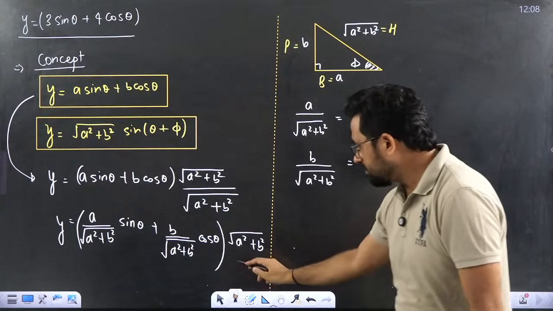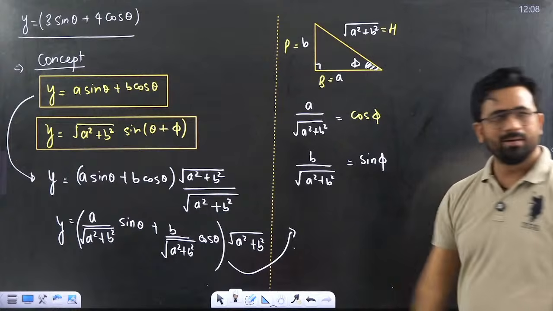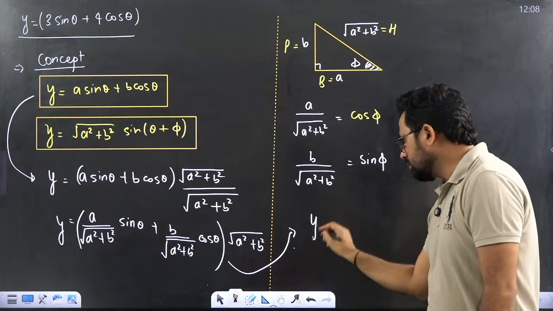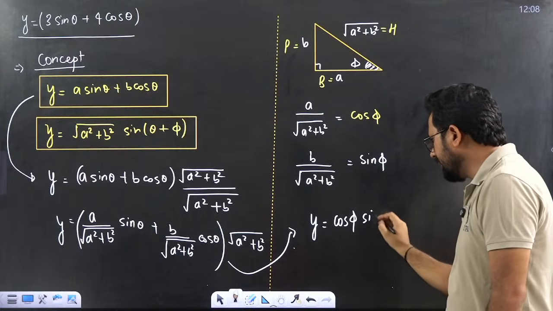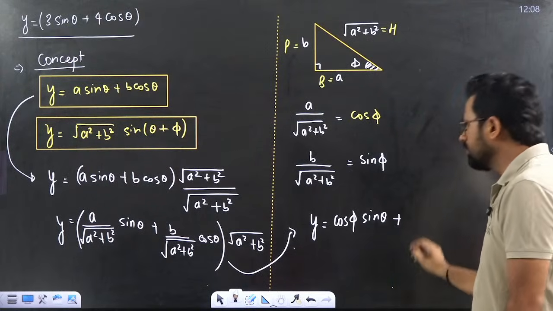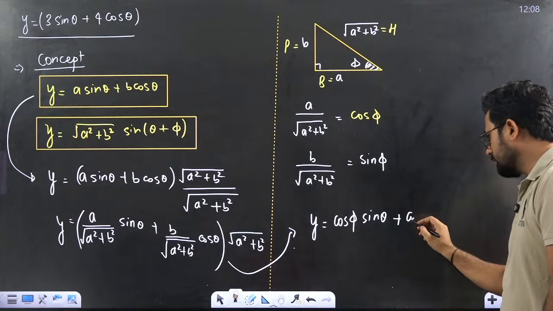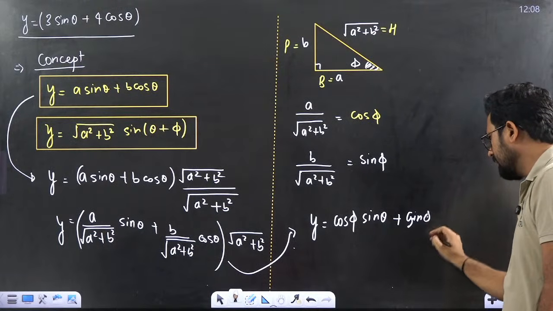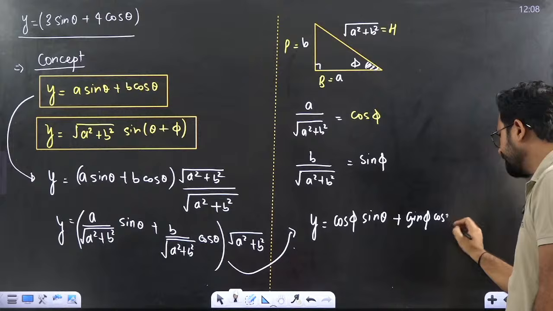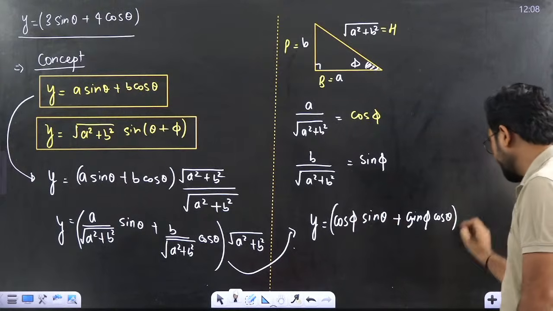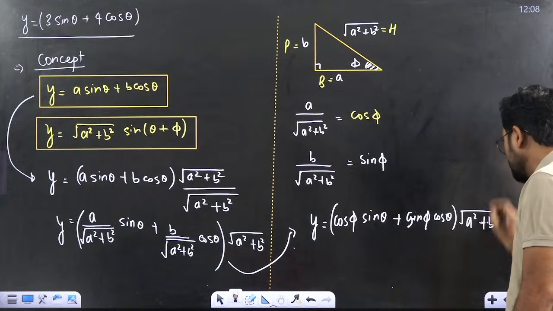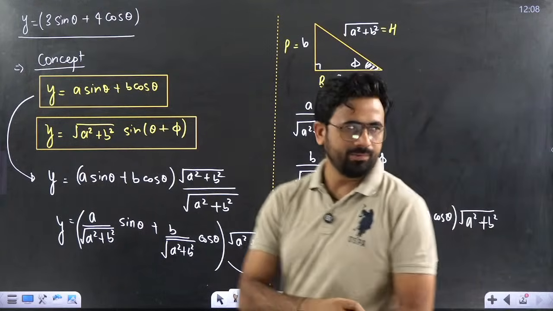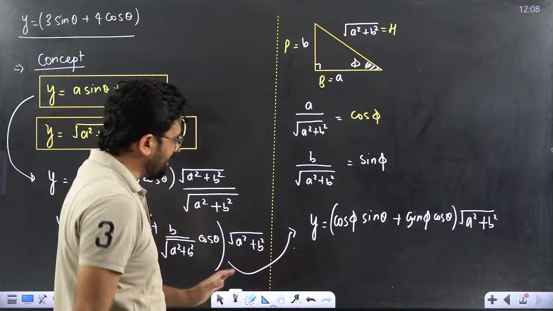That means from this expression, in the very next line I can write that y equal to cos phi into sin theta plus sin phi into cos theta, and multiply with under root of a square plus b square. This is a simple concept that I am telling you. Clear? Now please think carefully.